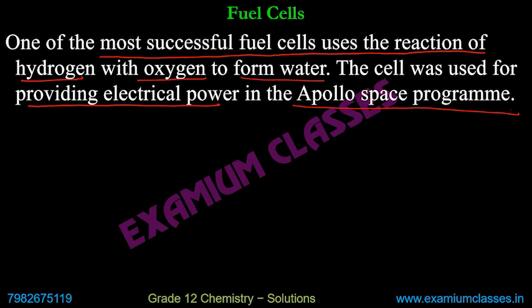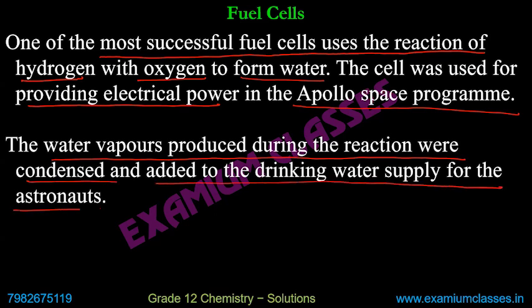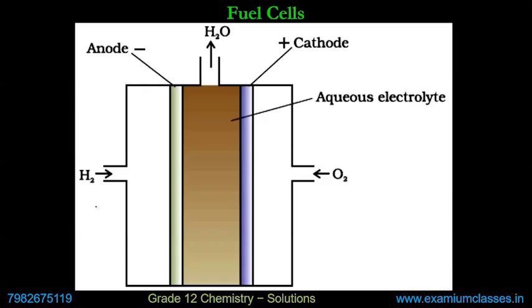The water vapor produced due to the reactions in the cell was condensed. These were pure water vapors, so they were condensed and added to the drinking water supply for the astronauts.